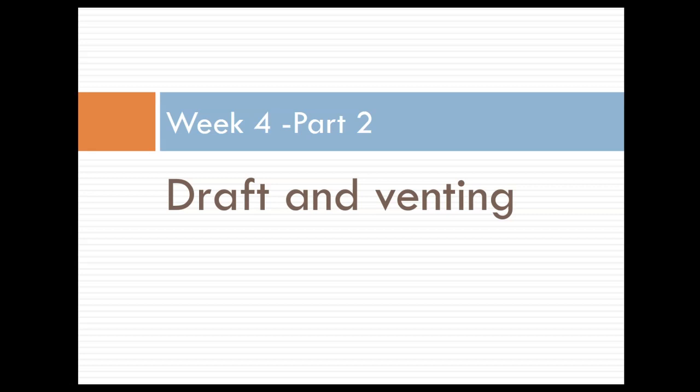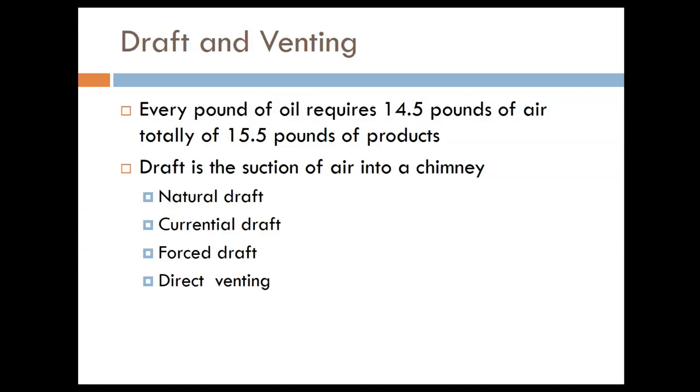All this combination is about giving us the right amount of combustion inside the chamber to achieve a no smoke state. So draft and venting: every pound of oil requires 14.5 pounds of air. So this is pound by pound per weight. So in total you will get 15.5 pounds of product. I'm not really sure about this weight equation and how it works, but it gives you an idea of how much product you are going to have coming out of your boiler, and why you need the proper amount of chimney and the amount of suction inside the boiler.